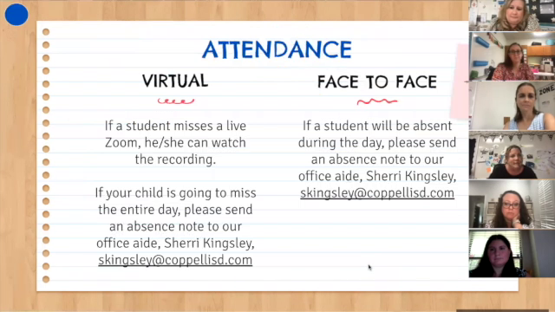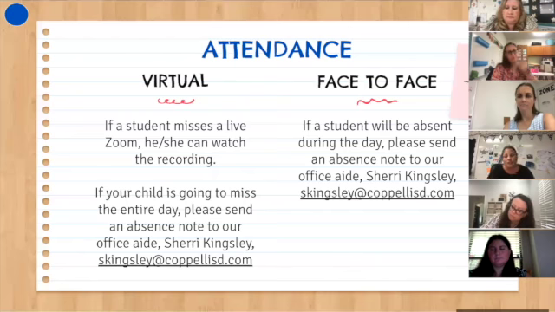And then attendance. For virtual, your Zooms are recorded so that you can go back and watch. If your kiddo's gone, you need to send an absence note to Miss Kingsley, and her email is right there. Same thing with face-to-face. If they're absent during the day, you can send a note. You can even send your teacher an email, and this is for virtual too, and we can always forward that on to Miss Kingsley.